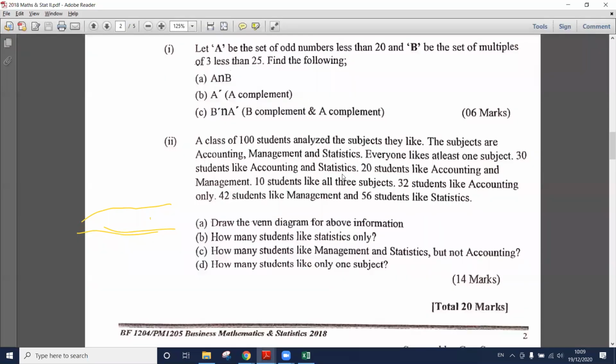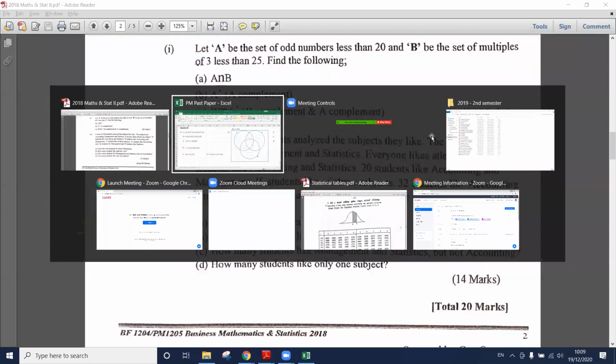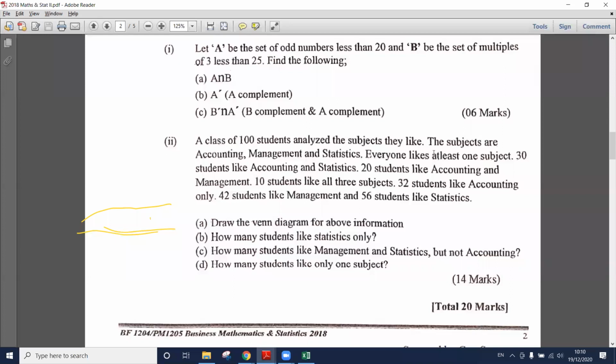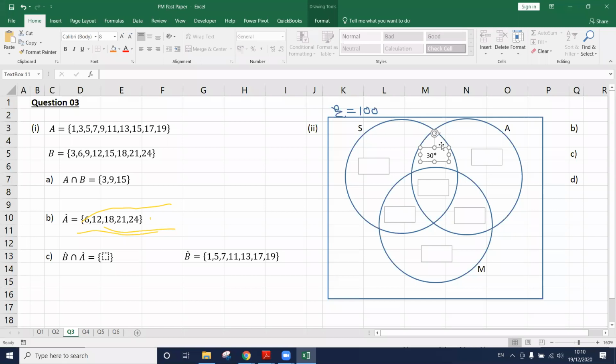30 students like accounting and statistics. Here we need to look carefully at the words 'and' and 'or'. Right, 30 students like accounting and statistics. Which area is accounting and statistics? Here is accounting, here is statistics. Accounting and statistics is this area, the area common to both A and S. So 30 students are there. I will put a star mark to represent it is common to both A and S.